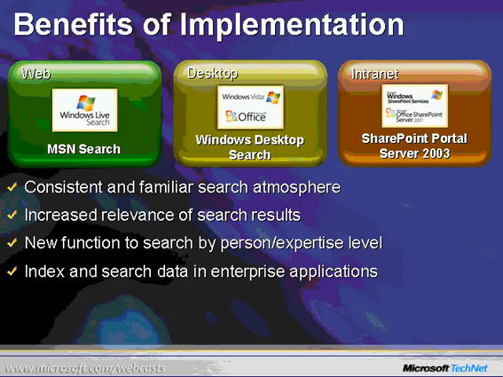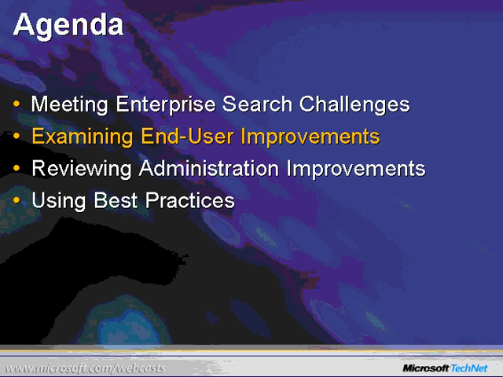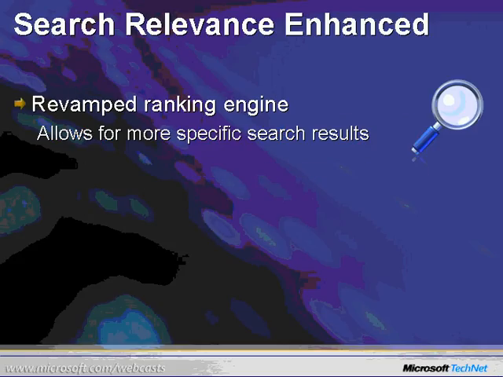But what you're going to see there is only available in the enterprise SKU. So in my demo environment, I have SharePoint Portal Server 2007 Enterprise built up inside of my demo environment. All right. So what are some of the things? Examining end-user improvements. First off, we have a revamped ranking engine. We have very specific results. It's something you're going to have to look at and play with.